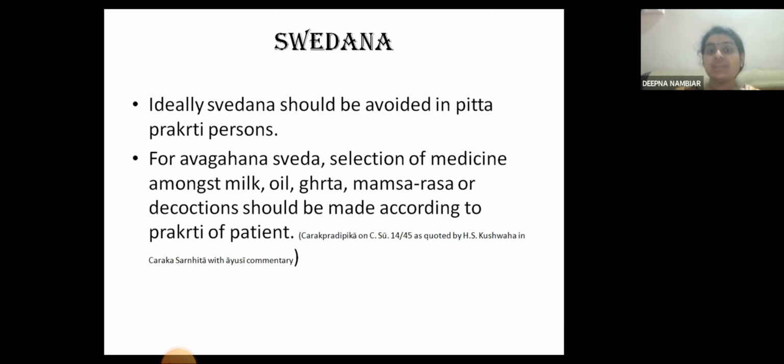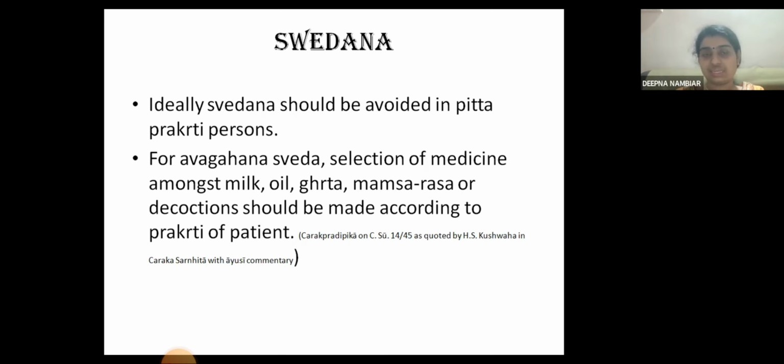So ideally Sveda should be avoided in Pitta Prakritis, or modifications of Sveda related to the Prakriti should be given to such patients. According to the Tika, that is Chakrapani Tika, as quoted by H.S. Kasture in Charaka Samhita, the Ayushi commentary, Avagaha Dravya, a type of Dravasveda, is indicated for Pitta Prakriti persons. With Pitta Vikaras, Avagaha or Parisheka Sveda is indicated.